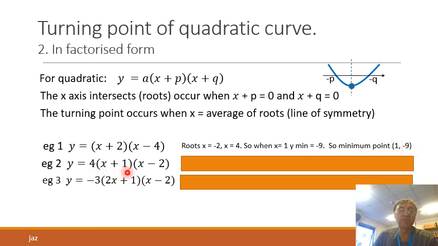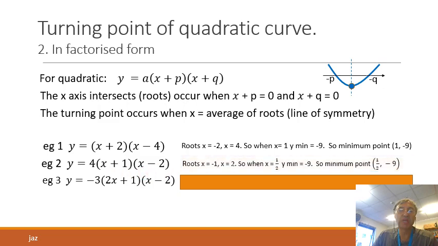Similarly, if we have y equals (x plus 1)(x minus 2), we have that x plus 1 is 0 when x is minus 1, which gives us the x-coordinate of minus 1. And similarly, x minus 2 is 0 when x equals 2. And then the average of 2 and minus 1 is a half, which tells us the x-coordinate of the turning point is a half, and the y-coordinate can be found by substituting a half into this formula.